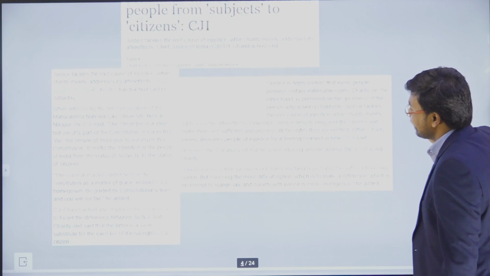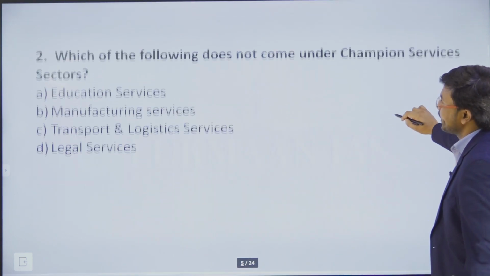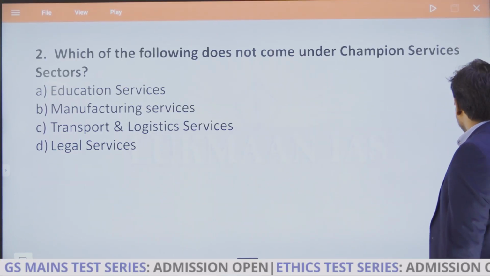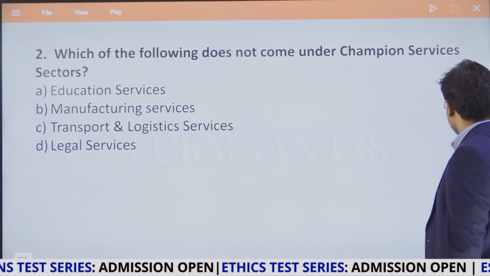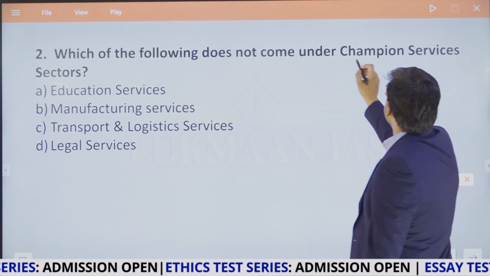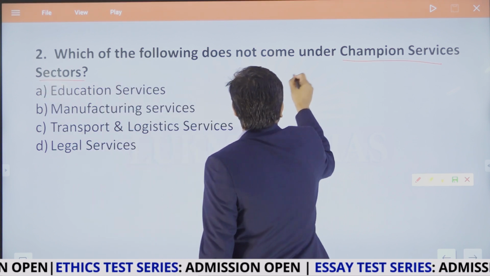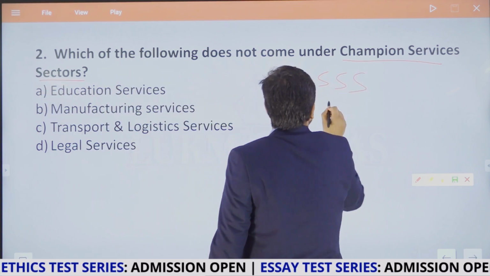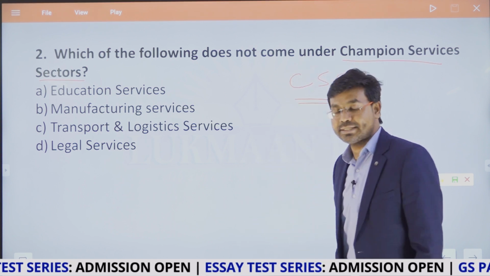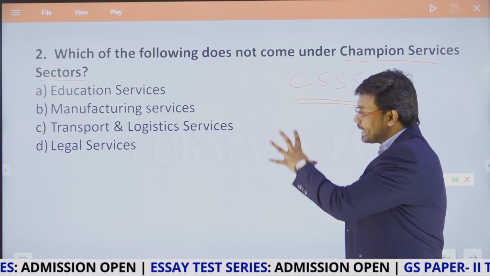With this, we will take another question. We'll take another question quickly. This is question number 2. In this question, we are going to discuss the Champion Services Sectors Scheme. In short, it can be read as CSSS. So this question is relevant to that.